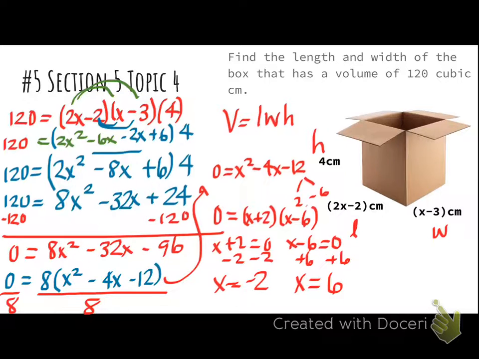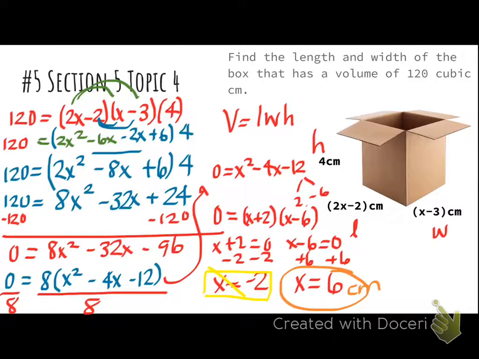If we're talking about length, then this is the only correct answer. X equals 6, so 6 centimeters. And the extraneous solution would be this one, the x equals negative 2, because we will not have any negative measurements.